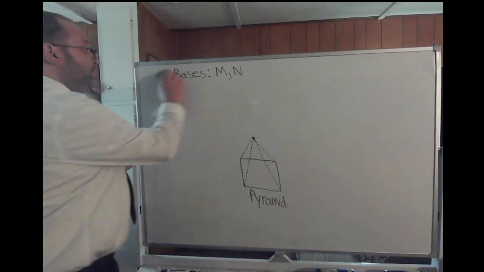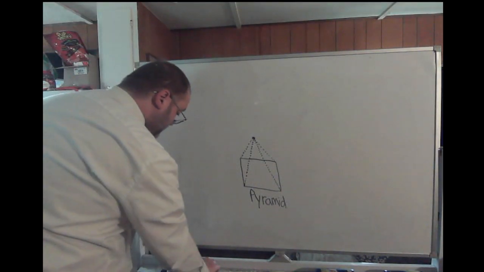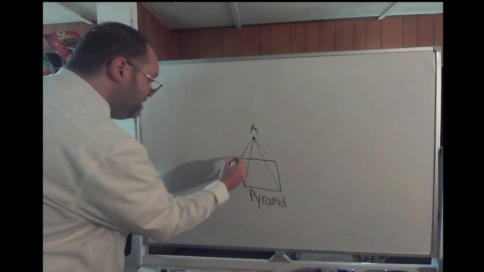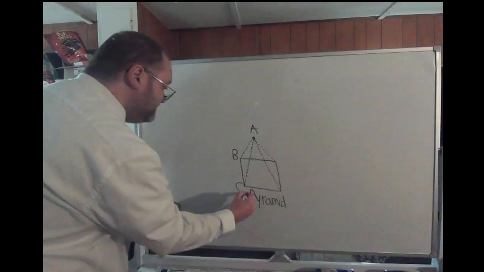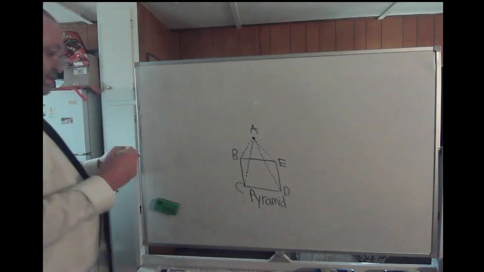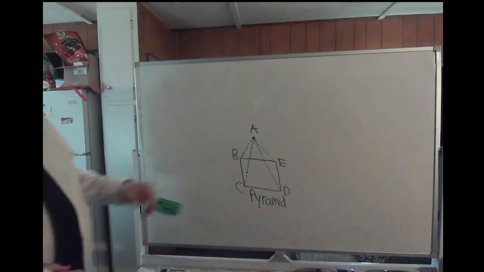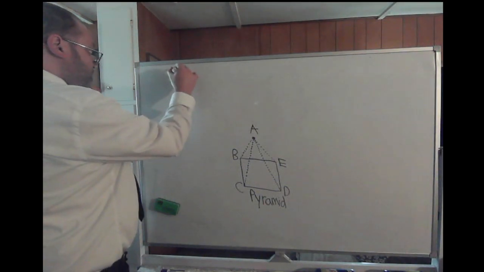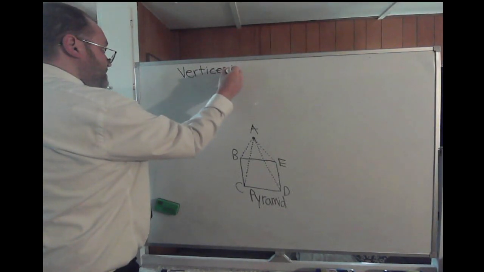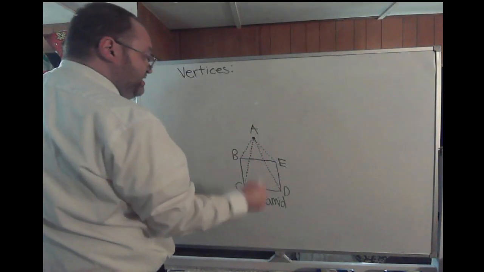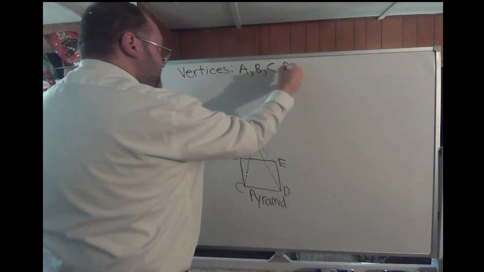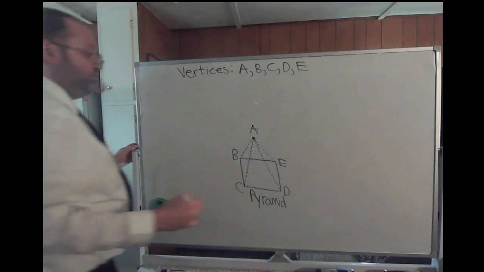Now let's deal with the pyramid. Why not name the central point above A? We'll name this point B, name that C, name that D, name that E. Okay, so we have 5 points on the pyramid here. Let's list the vertices, of course. The vertices of this pyramid are just the individual points. You got A, B, C, D, and E. Those are just your individual points.